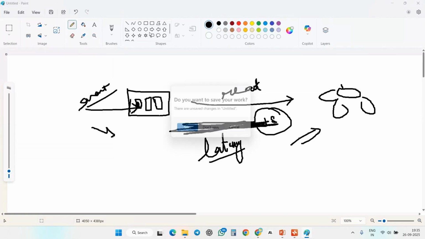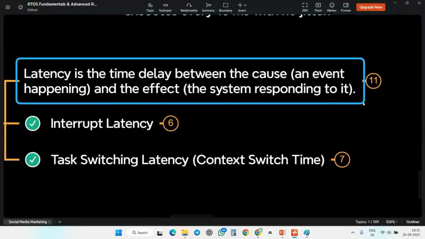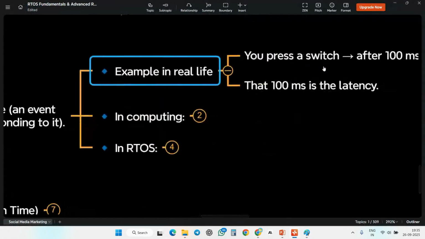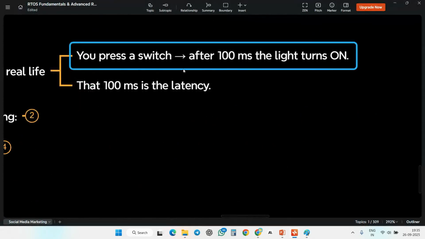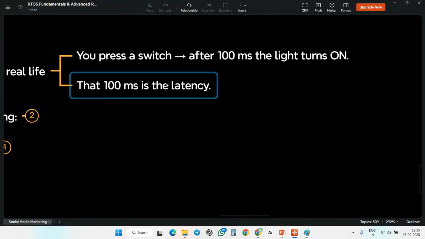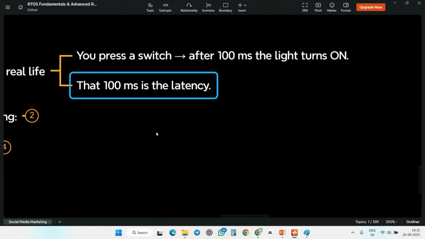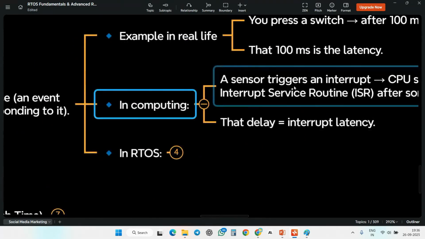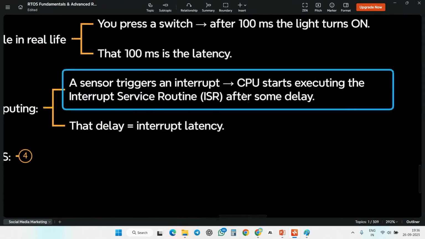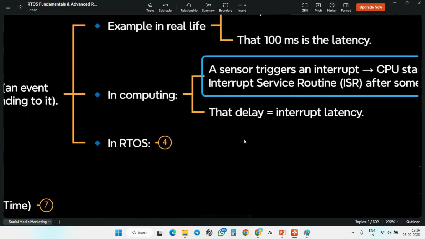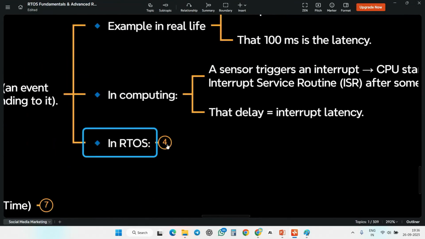Latency has two types. First of all, we will discuss real time latency. The same thing: when you press the switch, after 10 milliseconds the light turns on. That 10 millisecond delay is the latency. In computing, when you trigger a sensor, we are going to look at this example in the interrupt concept. I'm going to explain it right now.